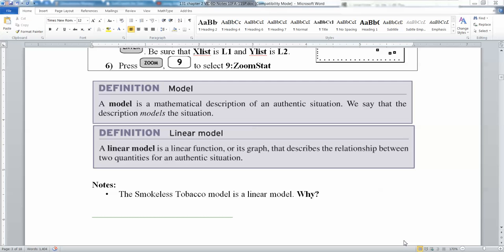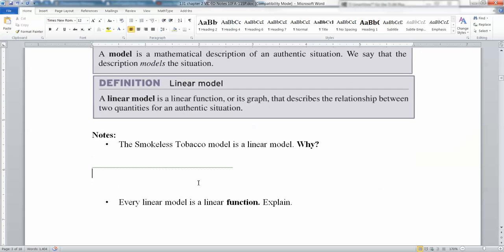Okay, and then a linear model will be one that we're working with in chapters 1, 2, and 3, which is the model that you come up with is a line. We won't always be working on lines. We're going to be working with exponential functions in chapters 4 and 5 and quadratic functions in chapters 6 and 7. But at this point, and actually some other ones in 8 and 9, we're talking about linear models for chapters 1, 2, and 3. So the authentic relationship is going to be a line.